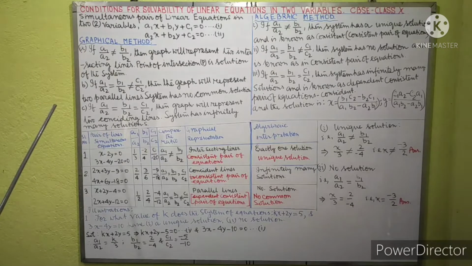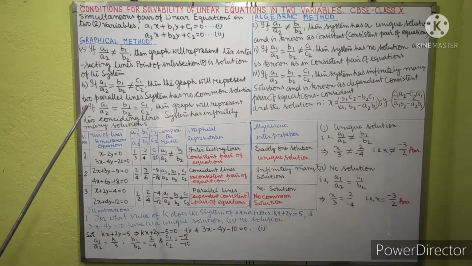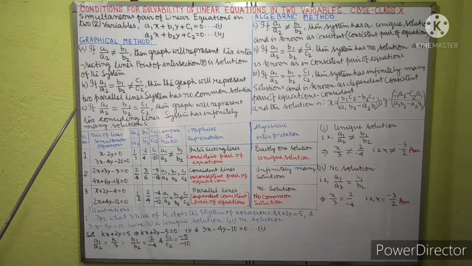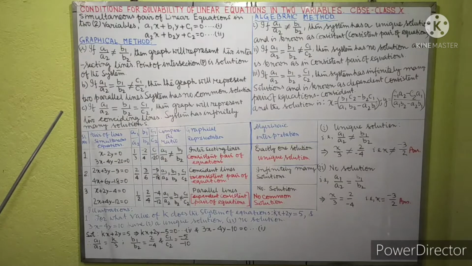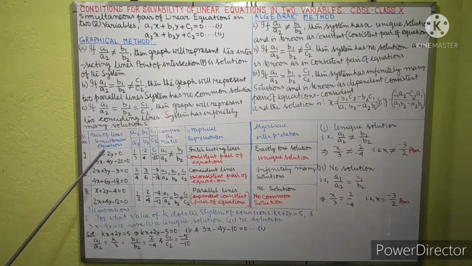B, if a1 by a2 equal to b1 by b2 not equal to c1 by c2, then the graph will represent two parallel lines. The system has no common solution, remember. And C, if a1 by a2 equal to b1 by b2 equal to c1 by c2, then the graph will represent two coinciding lines. The system has infinitely many solutions.